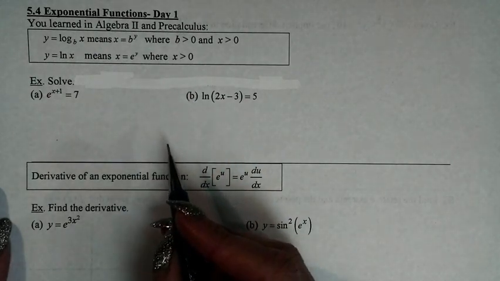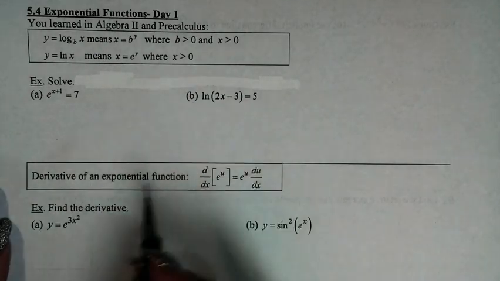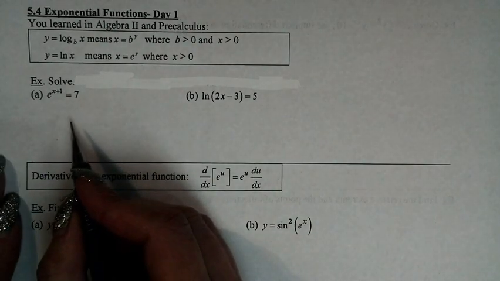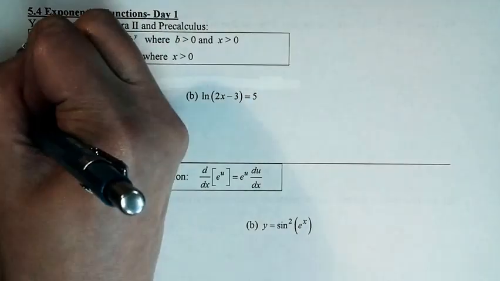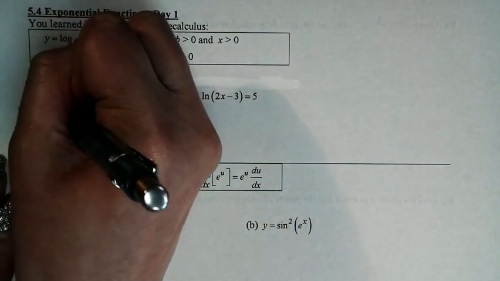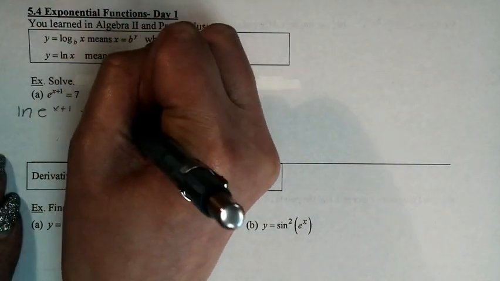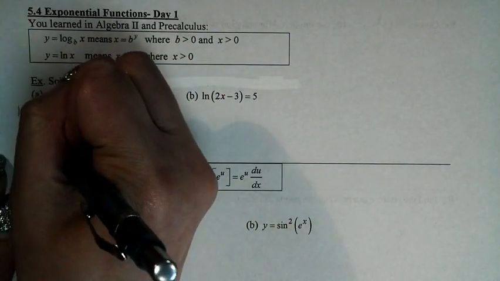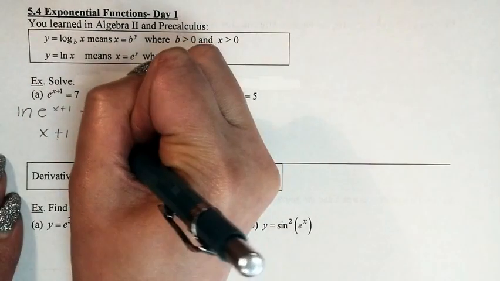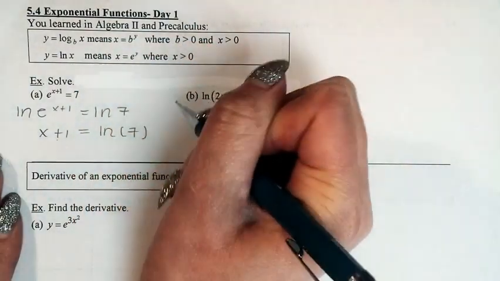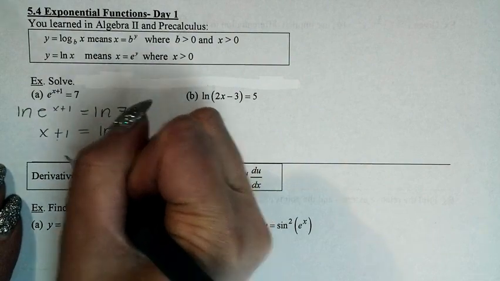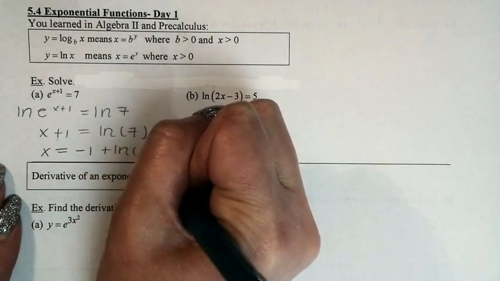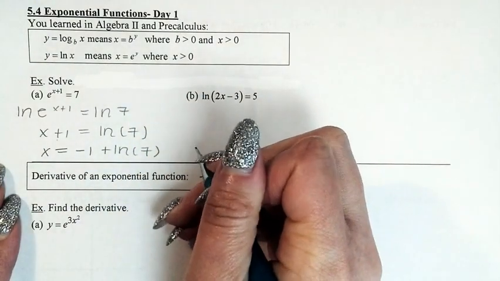Now, let's solve the first two examples. e to the power of x plus 1 is equal to 7. If you remember from Algebra 2, you were applying the natural log to both sides. Then you know that these two are inverse functions, so you have x plus 1 equal to the natural log of 7. Therefore, since I want to solve for x, x is going to be equal to negative 1 plus natural log of 7, and that's going to be your answer for part A.